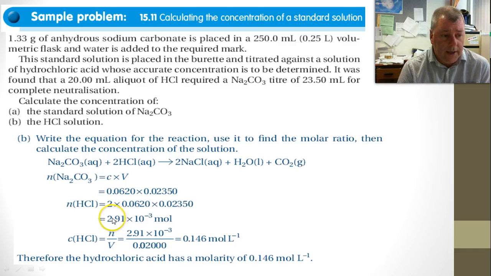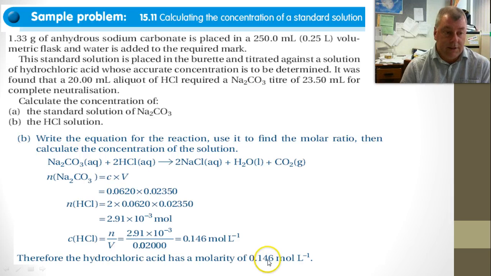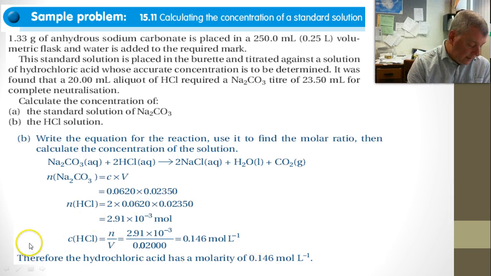And so they work out how many moles of your unknown you have, and then, using the concentration formula, where you know the number of moles and you know the volume used, because that's how much we poured from the pipette, we can work out the concentration. Therefore, the hydrochloric acid has a molarity of this. Right.